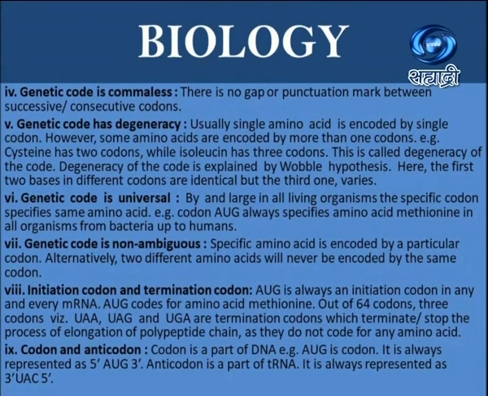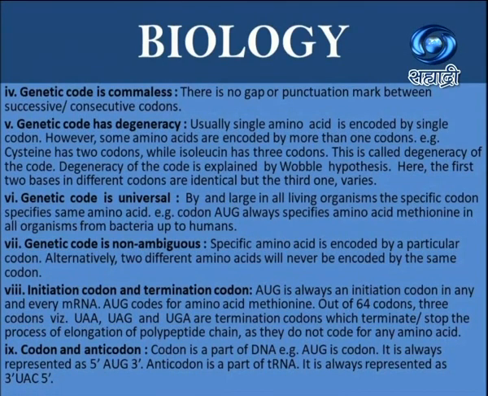Insertion or deletion of one or two bases changes the reading frame from the point of insertion or deletion. Insertion or deletion of 3 or multiples of 3 bases results in the insertion or deletion of amino acids, and the reading frame remains unaltered from that point onwards. So in this way we completed the characteristic features of the genetic code.